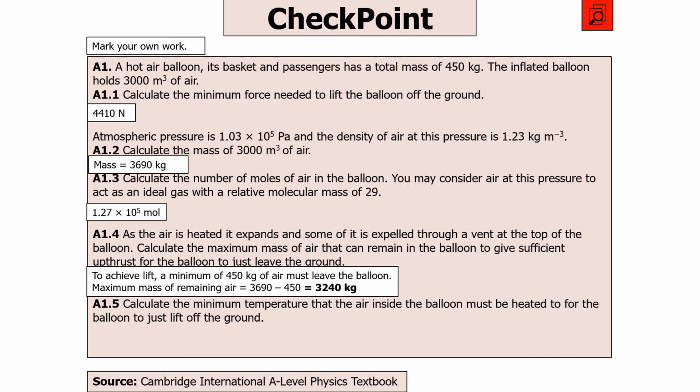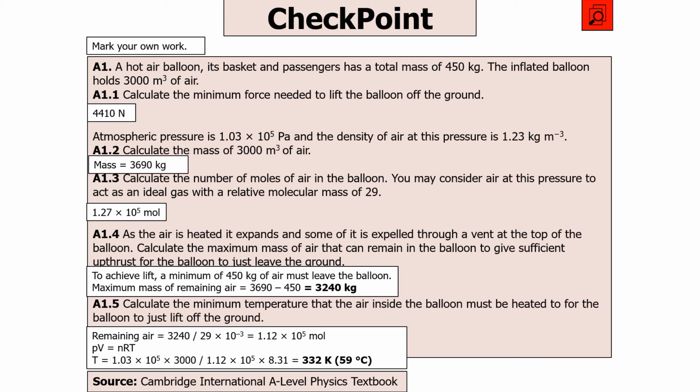And then the next bit here is to achieve the lift, a minimum of 450 kilograms of air must leave the balloon. So therefore, the maximum mass of the air remaining is 3,690, which we've worked out as the mass of the air, minus 450, which is 3,240 kilograms. And then the remaining air is therefore going to be divided by 29 times 10 to the minus 3 to work out our number of moles.